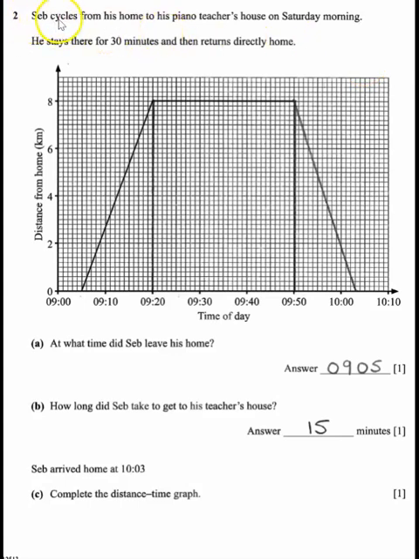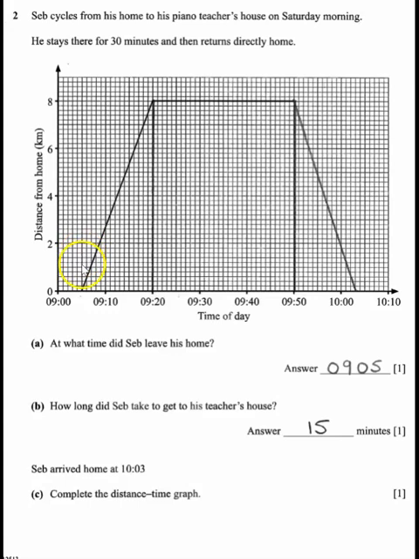So for question 2, Seb cycles from his home to his piano teacher's house on Saturday morning. He stays there for 30 minutes and then returns directly home. So he starts at this point here and he cycles to his piano teacher's house. He stays for 30 minutes and then he returns directly home. At what time did Seb leave his home?